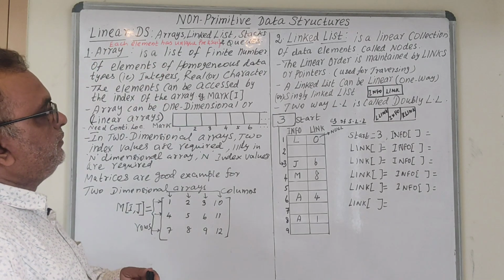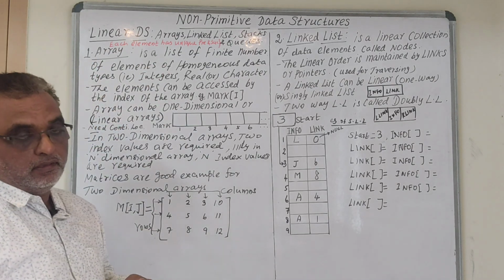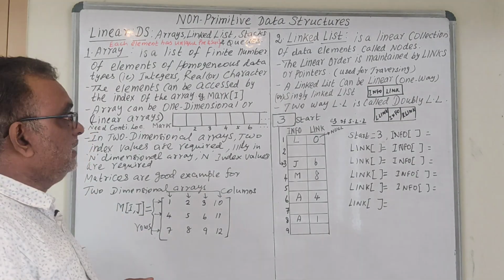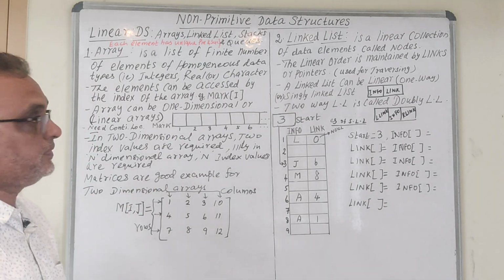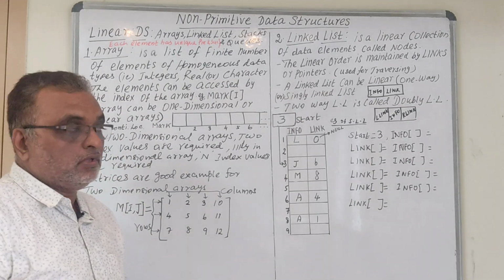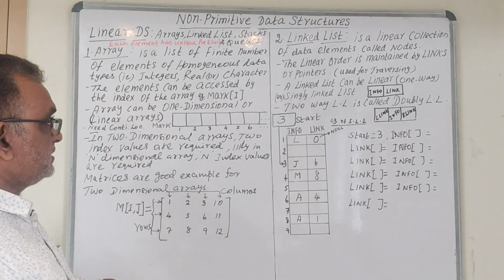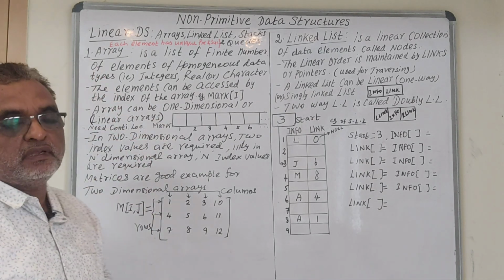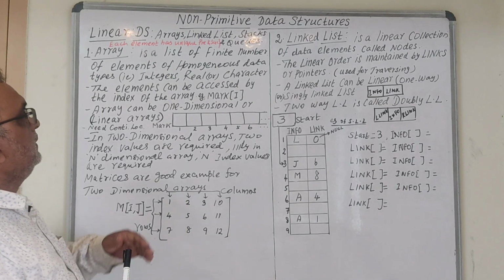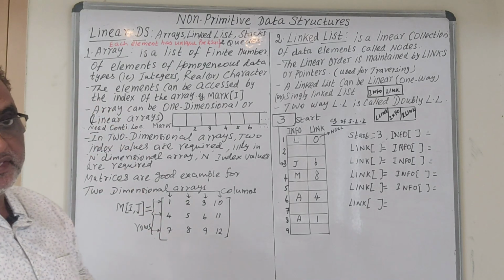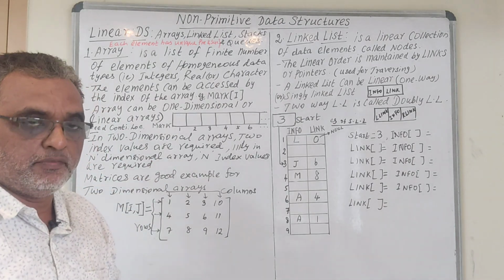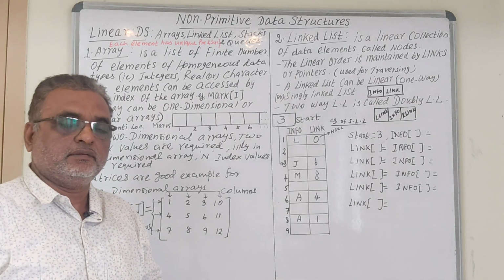So these non-primitive data structures are divided into mainly two types. One is linear and another is non-linear. Arrays, linked list, stacks, queues, all these data structures come under linear data structures. In linear data structures, each and every element has a unique predecessor and successor.